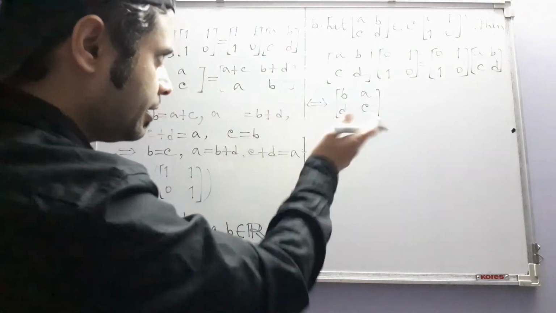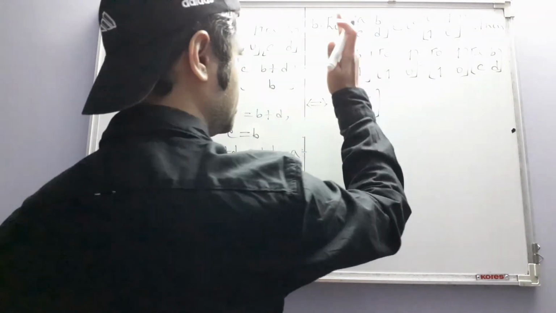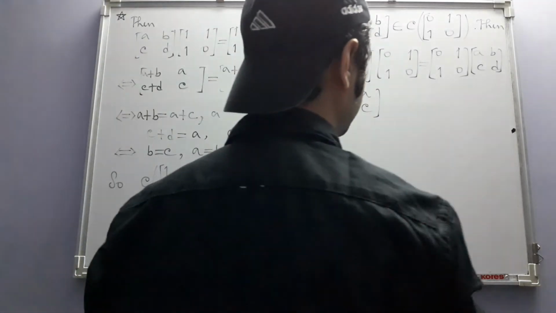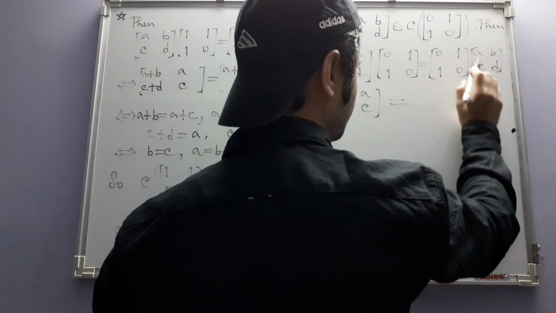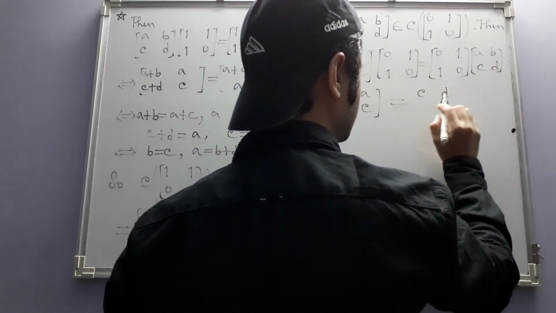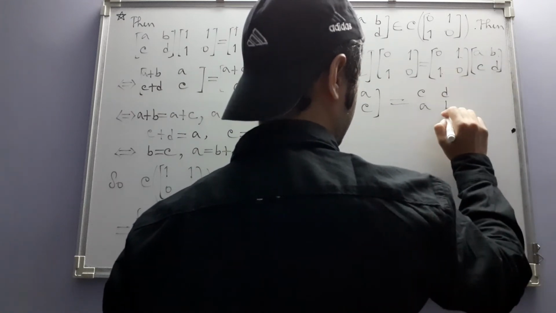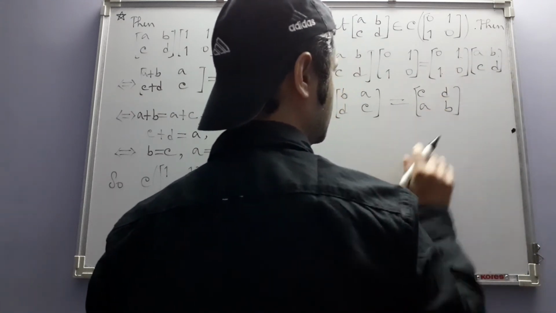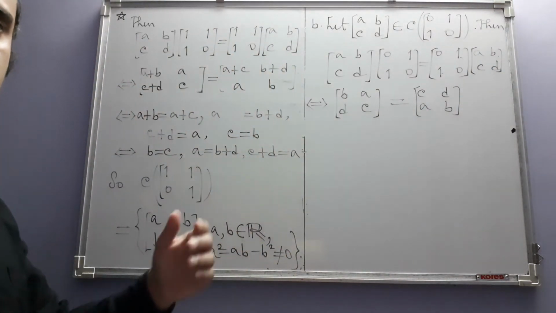So it interchanges the two columns. This becomes the second column, this becomes the first column. I think here the rows will be interchanged: 0 plus C, C, 0 plus D, D, A plus 0, A, B plus 0, B. See, the first row has become the second row and the second row has become the first row.